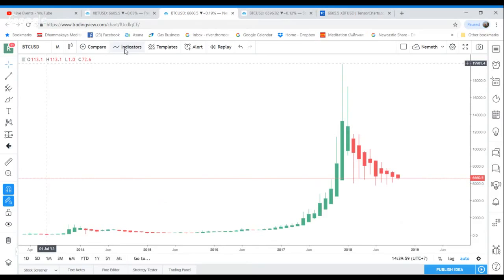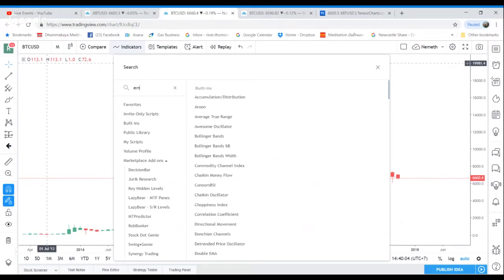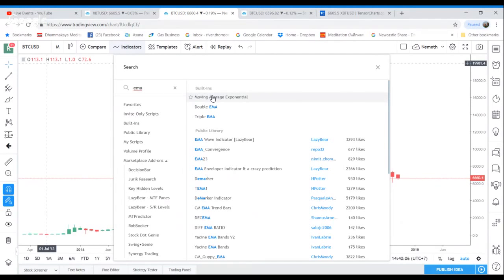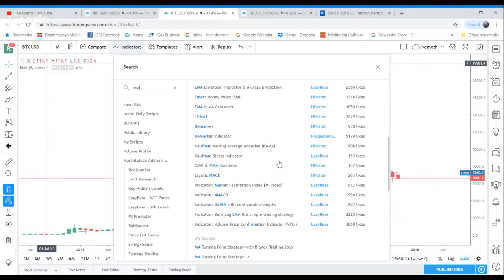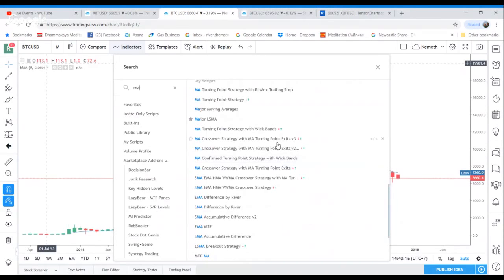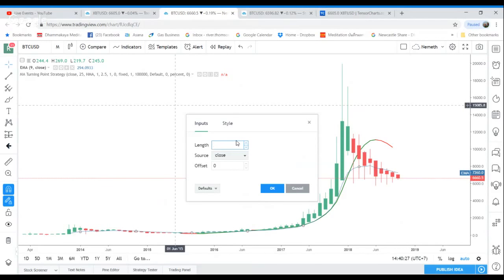He also, on the lower time frames, is going to be using an EMA. Now, of course, you could just add an EMA like this, but I tend to use my own script, and I've got rather a lot of them right now. I'm just using the MA turning point strategy, a basic version of it. But let me show you. That puts it to 20. He uses 20. I tend to use 21.